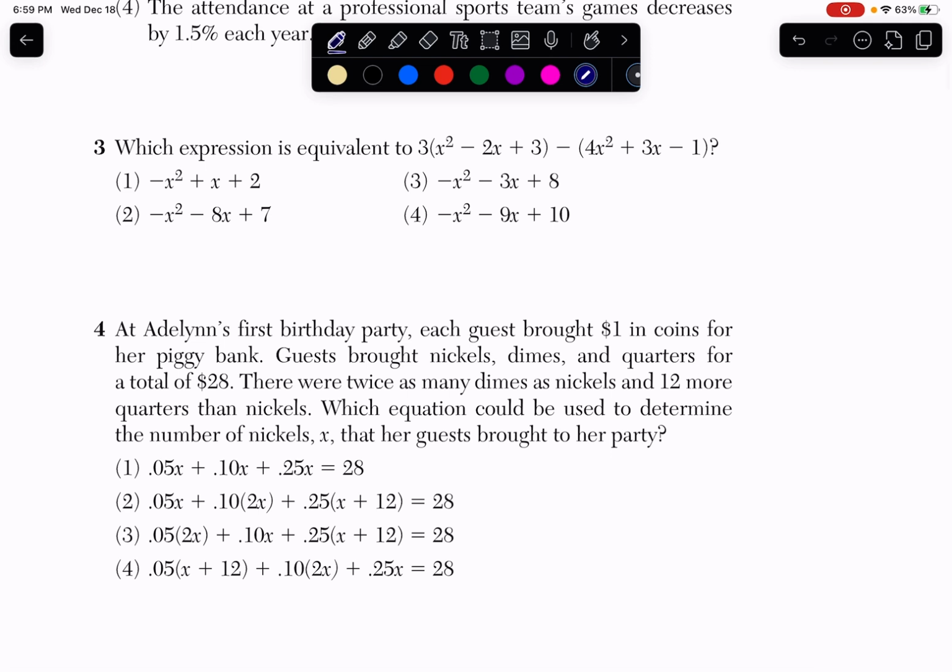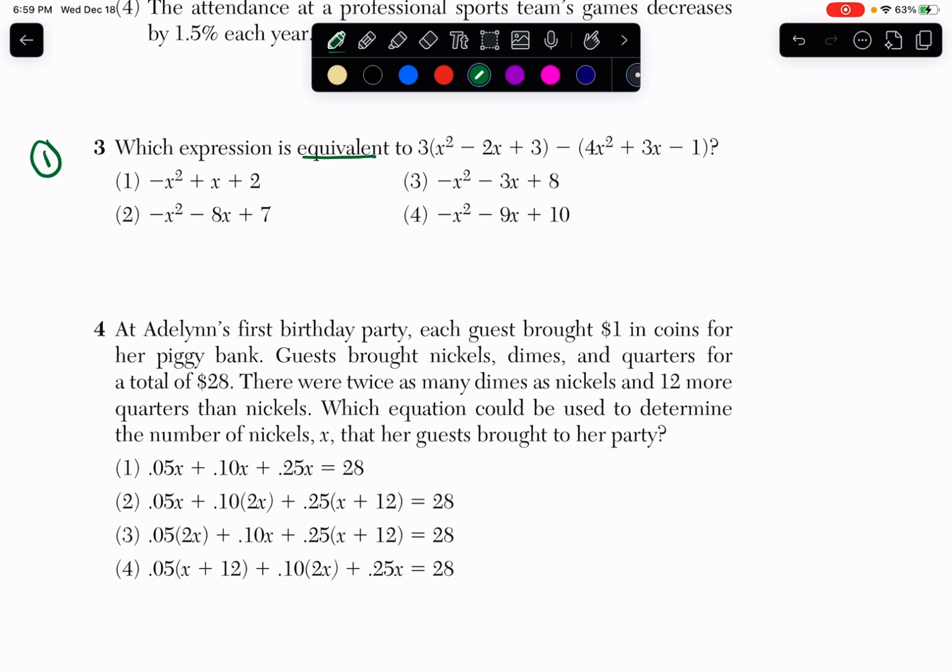Third one, which expression is equivalent to 3x squared minus 2x plus 3 minus 4x squared plus 3x minus 1. Even though this falls in a later unit, I'm going to call this category 1. We know what equivalence is, and so we can use our understanding of equivalence to solve that.